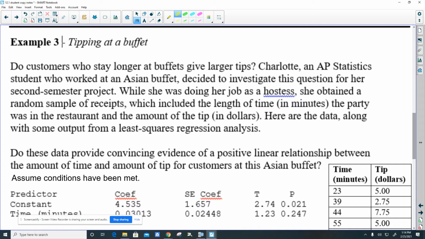It says, do customers who stay longer at buffets give larger tips? And so I want to just draw your attention to these directional words here. Staying longer, giving larger tips. Okay, so Charlotte, an AP Stat student who worked at an Asian buffet, decided to investigate this question for her second semester project. While she was doing her job as a hostess, she obtained a random sample of receipts, which included the length of time in minutes that the party was in the restaurant and the amount of the tip in dollars. Here are the data, along with some output from a least squares regression analysis.